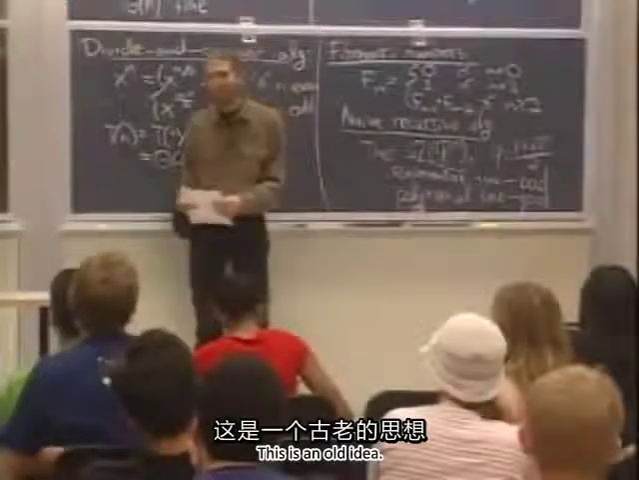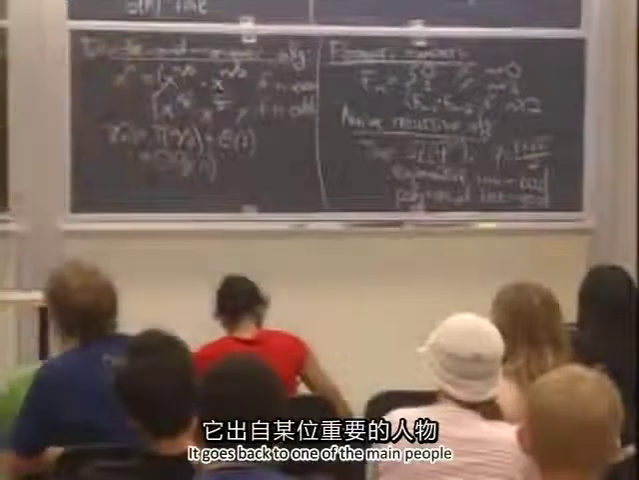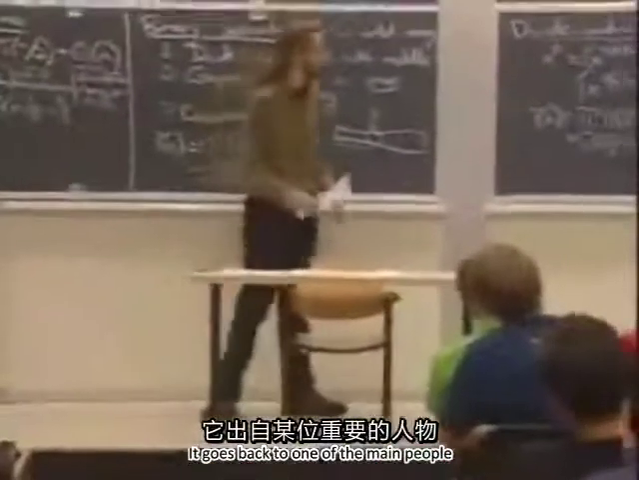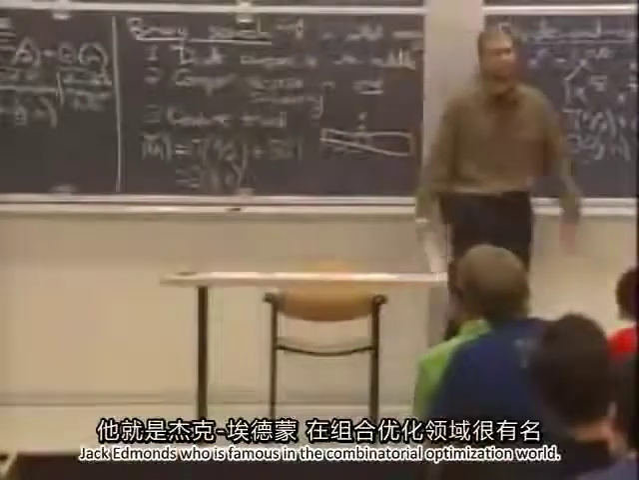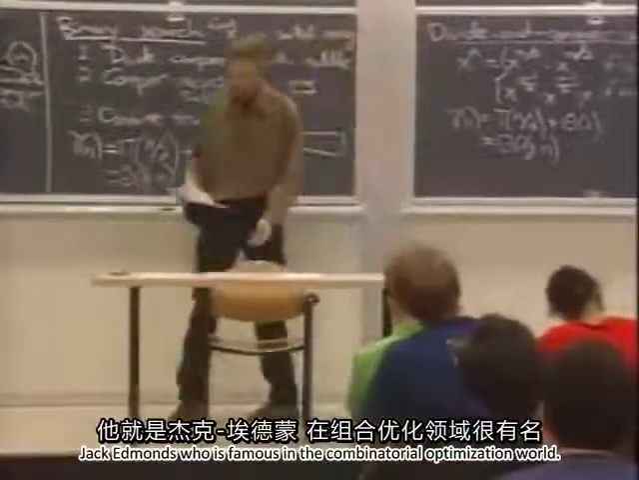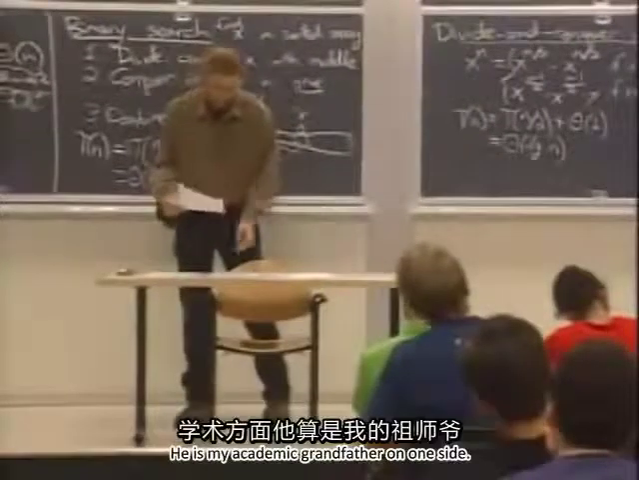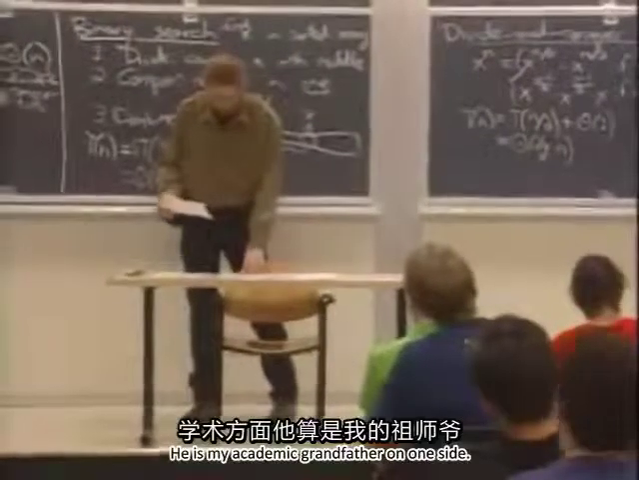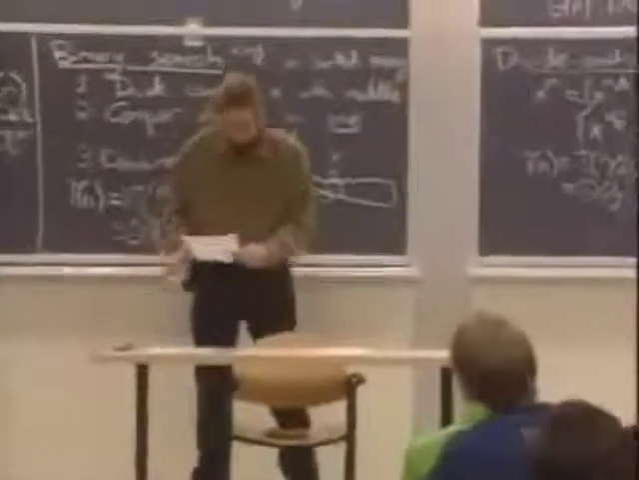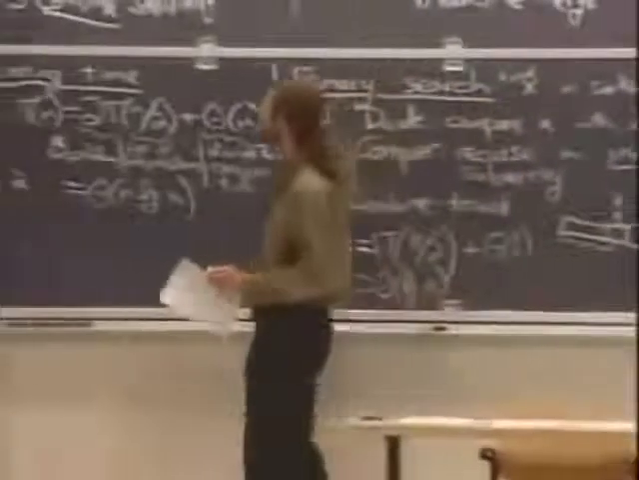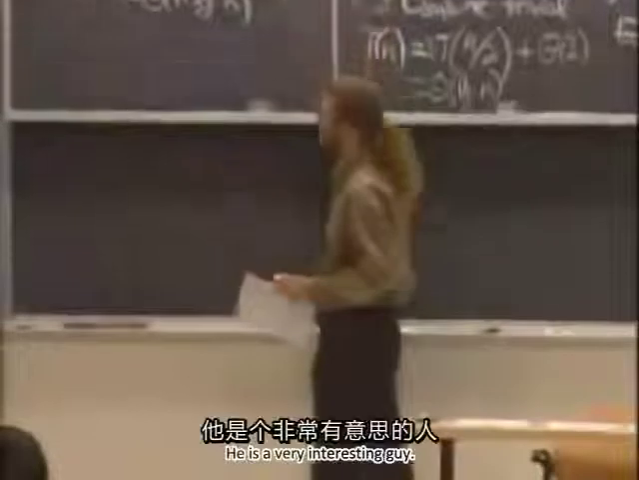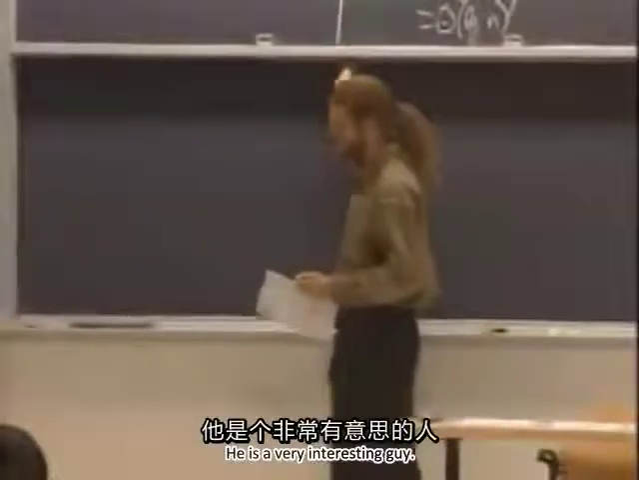This is an old idea. It goes back to one of the main people who said polynomial is good, Jack Edmonds, who's famous in the combinatorial optimization world. He's my academic grandfather on one side. He's a very interesting guy.